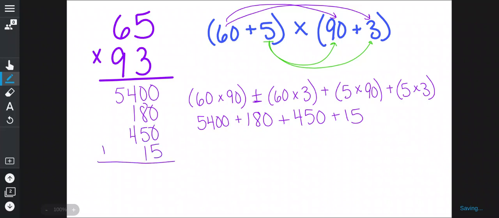And if you want to pause it and add it, and then you can play the video and make sure you got it right. And hopefully we both got 6,045.